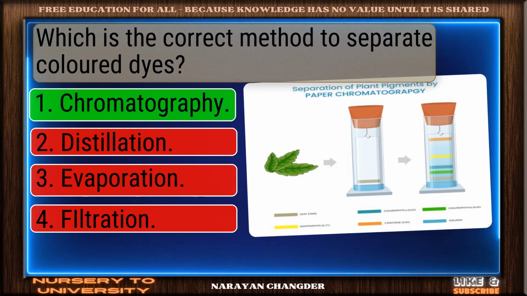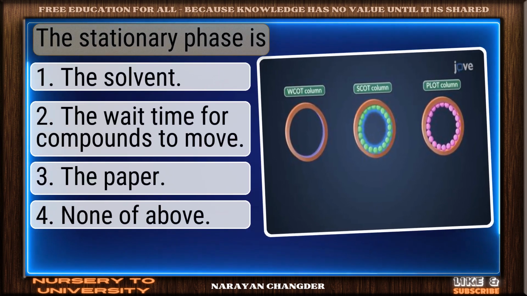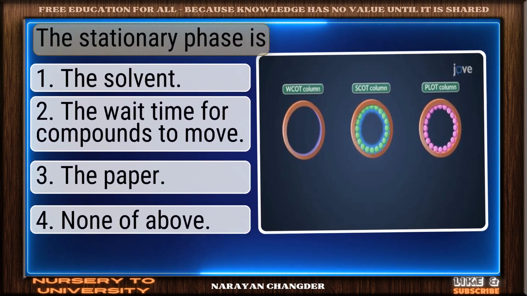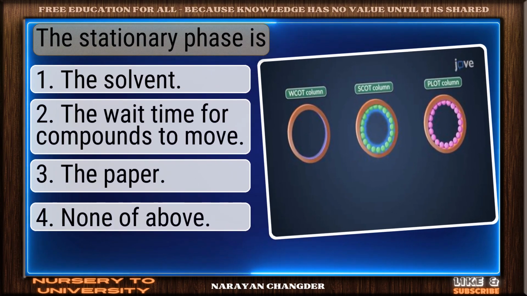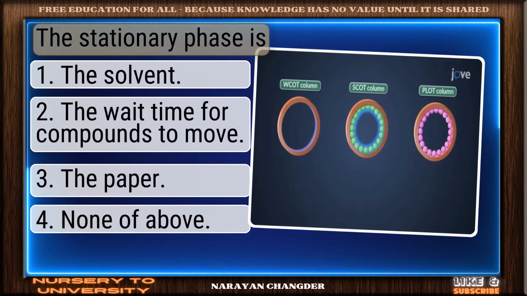Good job, chromatography. The stationary phase is Option 1, the solvent. Option 2, the wait time for compounds to move. Option 3, the paper. Option 4, none of above.